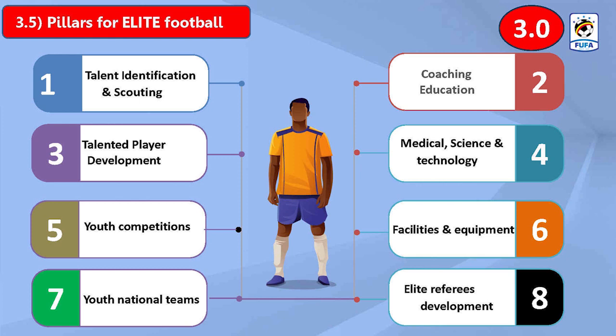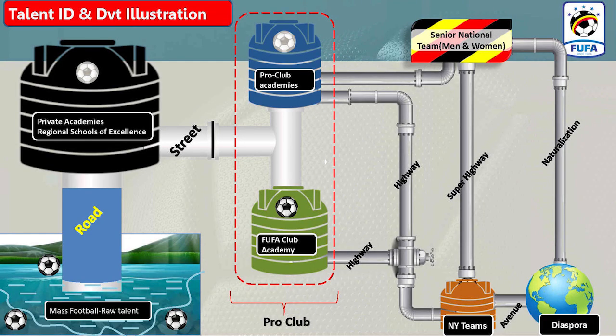Under this, FUFA has come up with an illustration of a player development path, where we say talent is like fish in the lake. You can't find fish on top, or you just can't find fish everywhere. You have to go in the lake, sometimes deploy a net and get the fish out there. Or sometimes you put divers. Now we shall have divers who go in the lake. That is mass football, or wherever football is played, to get raw talent and potential talent. And these are scouts. We are going to train a robust scouting system that will pick out talent.